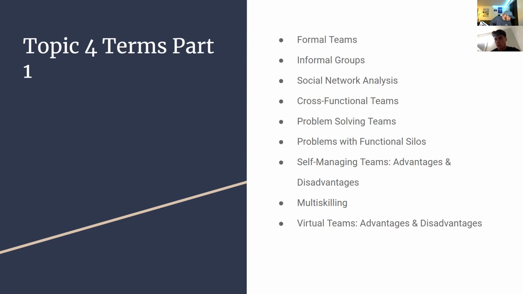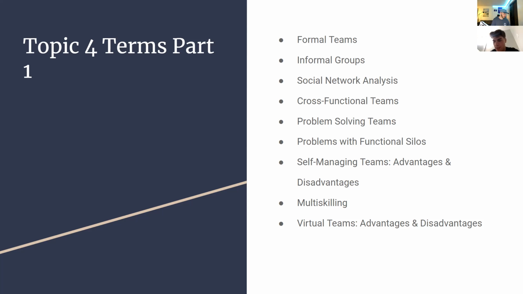Social network analysis identifies all the informal groups and networks of relationships in an organization. Cross-functional teams are teams or task forces built with people from different departments to achieve horizontal integration and lateral relations. Problem-solving teams are created temporarily to resolve a specific problem. Problems with functional silos occur when people focus on internal matters of their function and cut out their interactions with other members, focusing on just their functions.